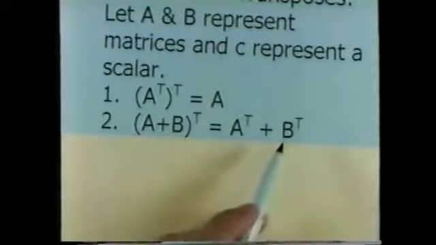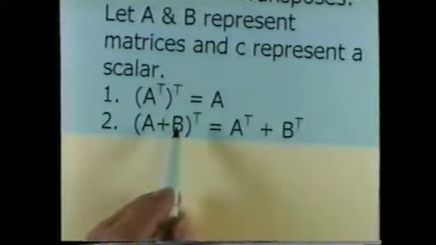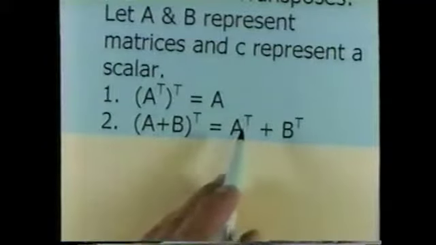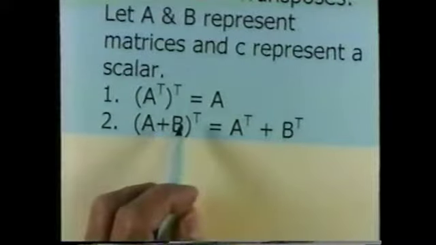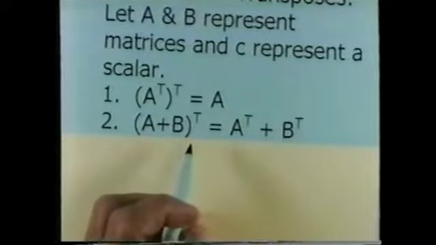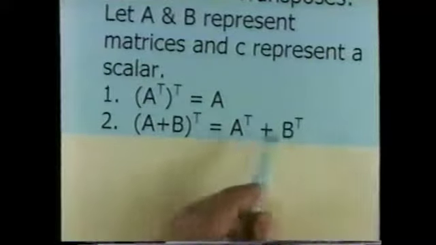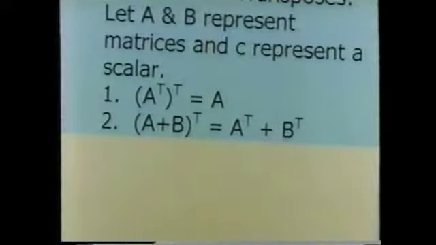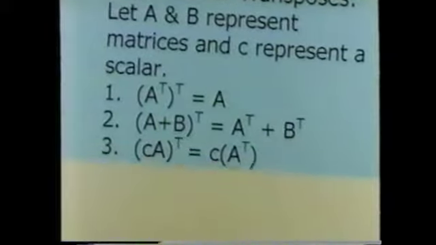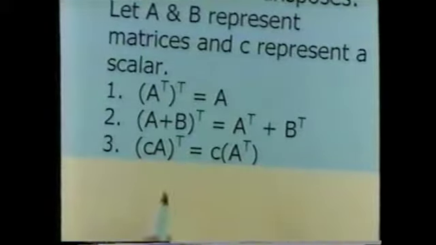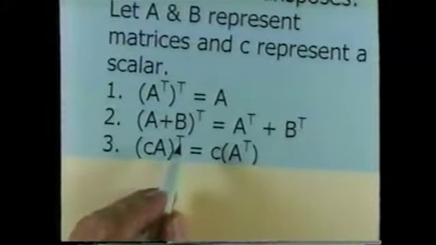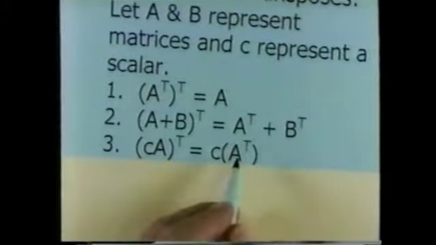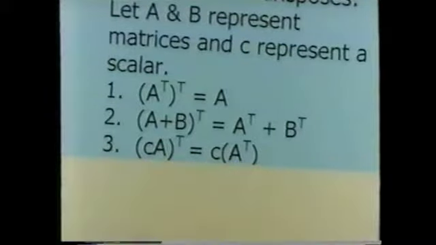This one is not quite as obvious. The transpose of A plus B is equal to A transpose plus B transpose. So I can add A and B and take the transpose and get the same answer as if I take the transposes and then add. If I multiply the scalar times a matrix and take the transpose, I get the same result as I would if I take the transpose of the matrix and then multiply by the scalar.